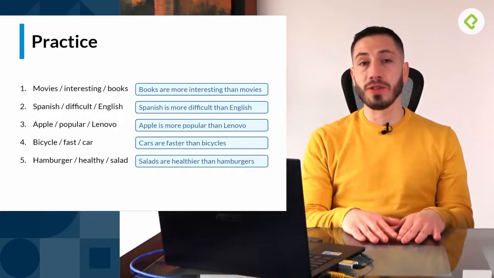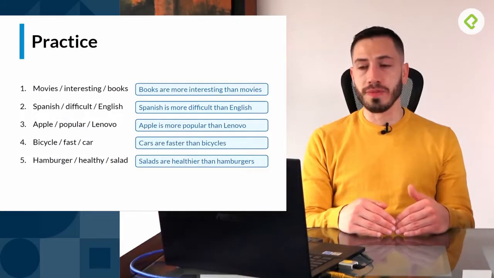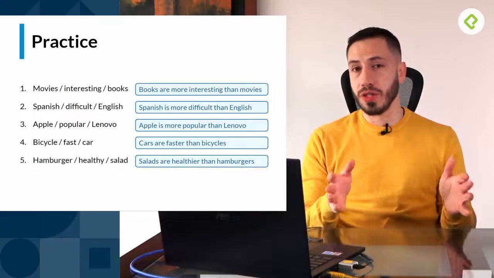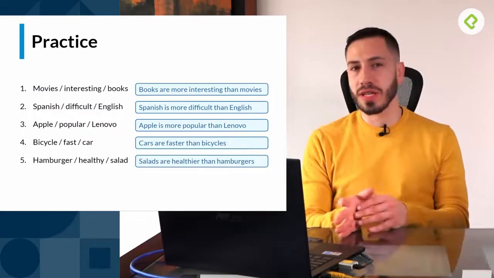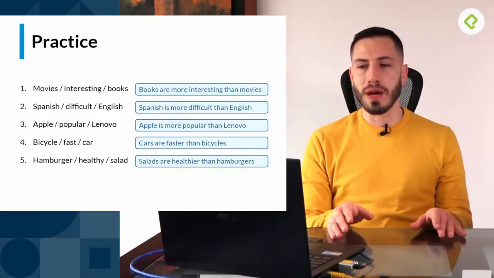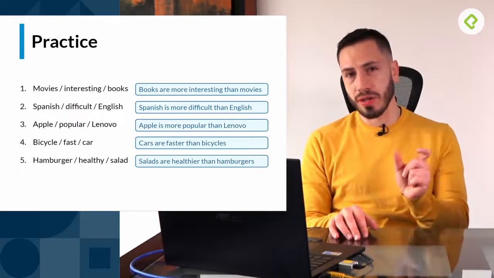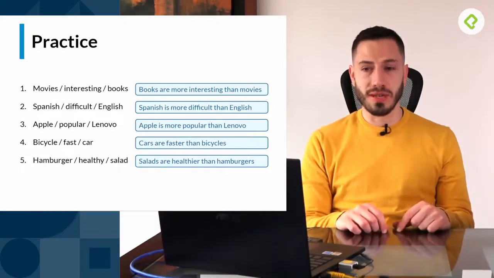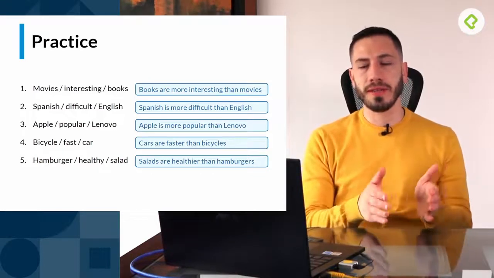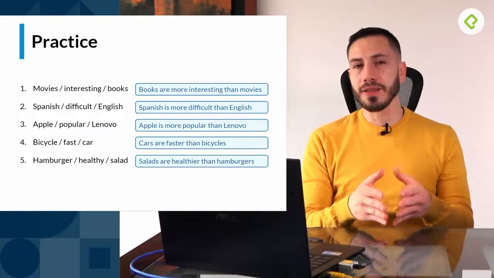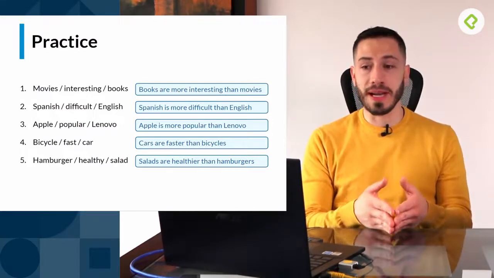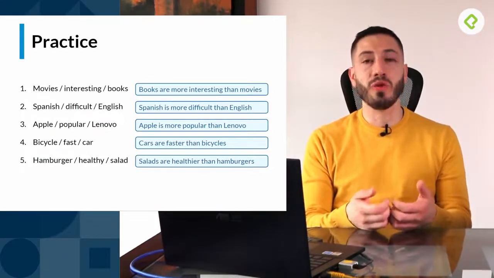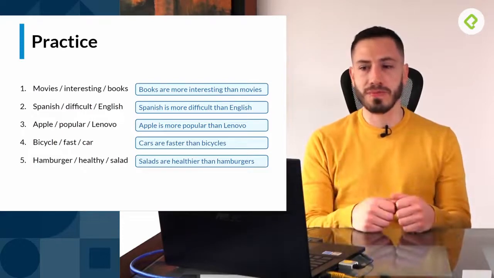Very good. Let's have a look at the solution. The first one, in my opinion, books are more interesting than movies. But you could also say movies are more interesting than books. It's up to you. What matters is that we use the structure more interesting than because we have a long adjective. Many syllables in interesting. Now we have Spanish, difficult, English, and I tend to think that this is not an opinion, it seems to be a fact. Most people say that Spanish is more difficult than English. Apparently we have more tenses and more complex language.